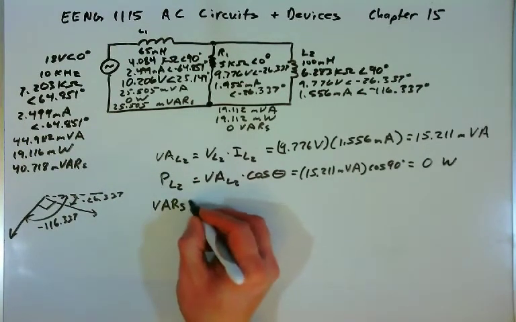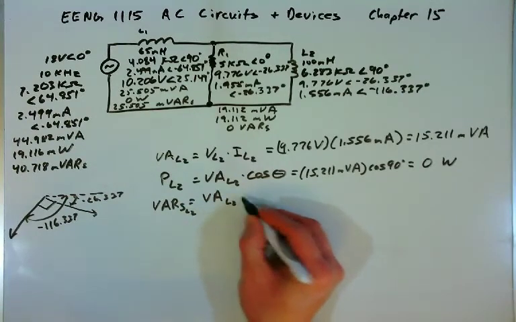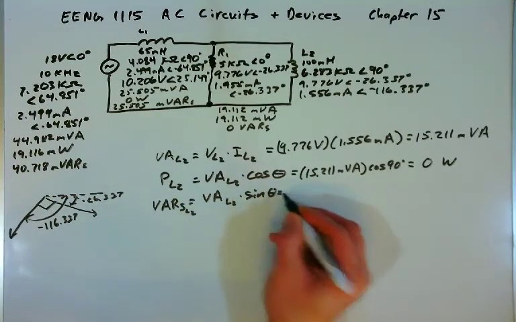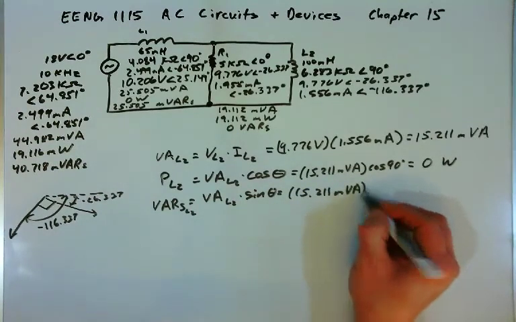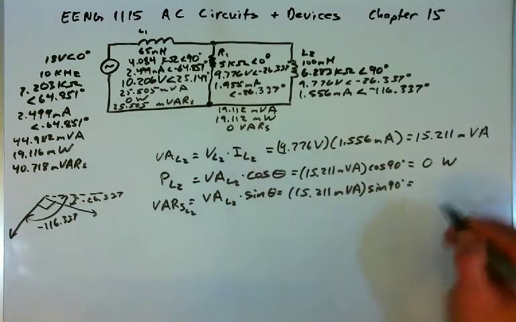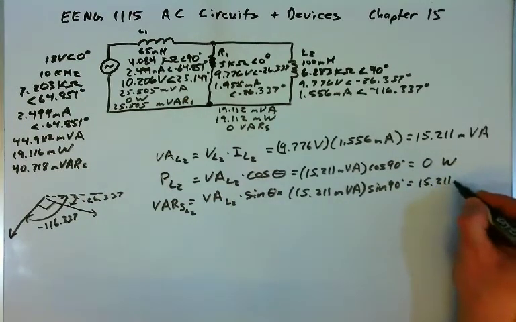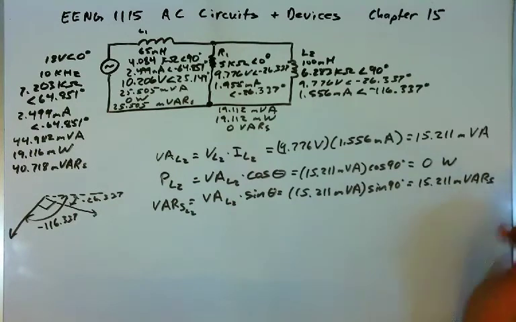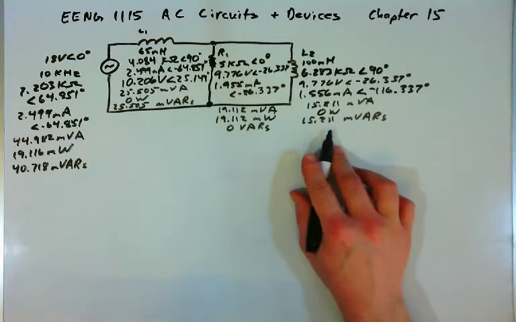And the volt amps reactive will be the volt amps for L2 times the sine of the angle. Volt amps we know is 15.211 millivolt amps. Multiplying by the sine of 90 degrees, the sine of 90 degrees is 1. And so 1 times 15.211 is 15.211 millivolt amps reactive, millivars. And so these will be the power values for inductor 2. I've written our answers for power for L2 here.